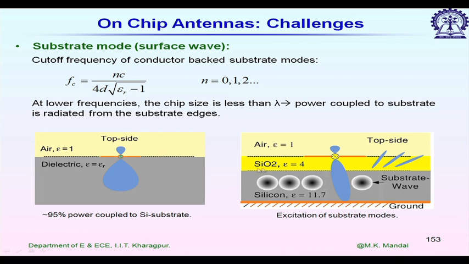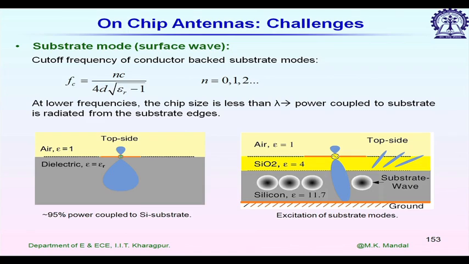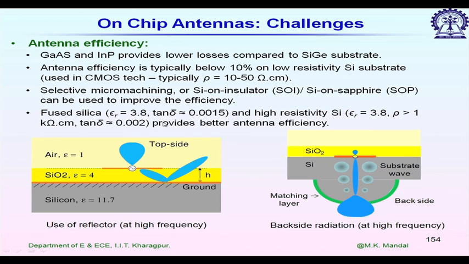Always we are having a finite size, and what will be the problem we will be facing? Since we do not have any control over this radiation of the surface wave from the edges, it will increase the cross pole level and the side lobe levels, and the overall gain of the antenna will decrease. Let us consider some typical values of antenna efficiency and how it depends.